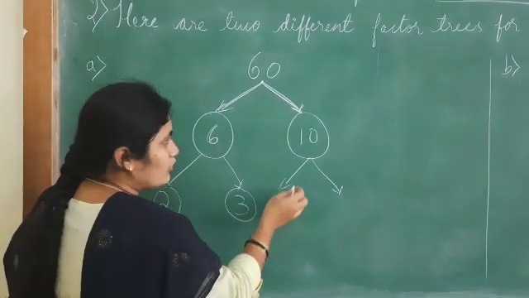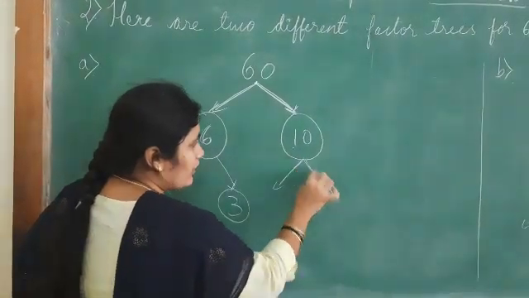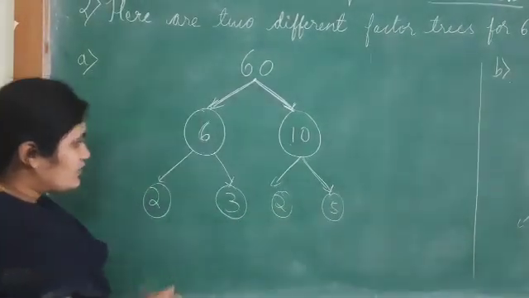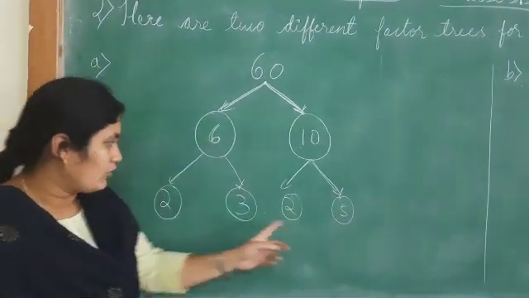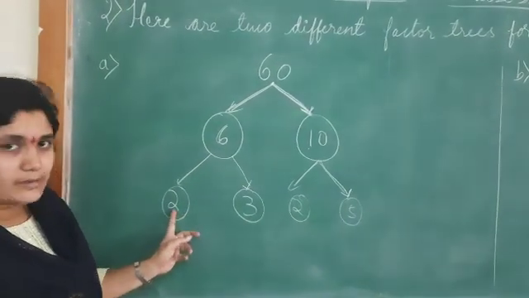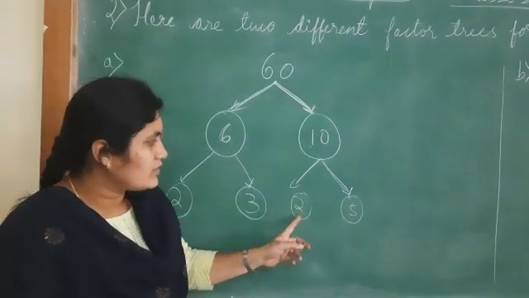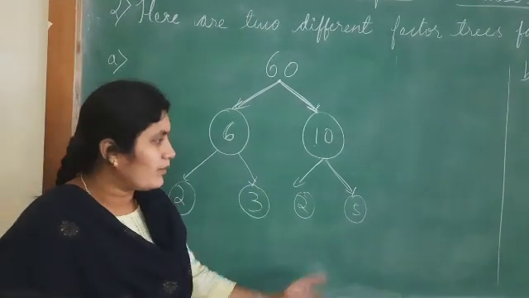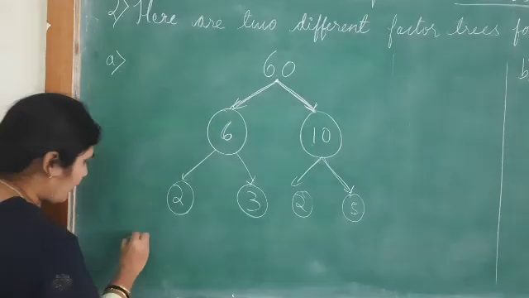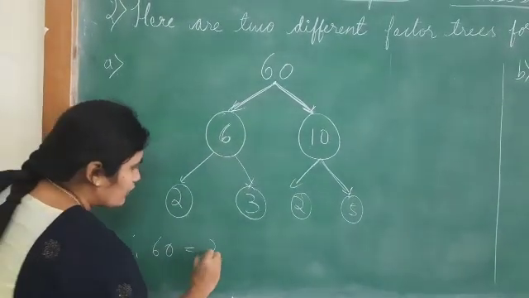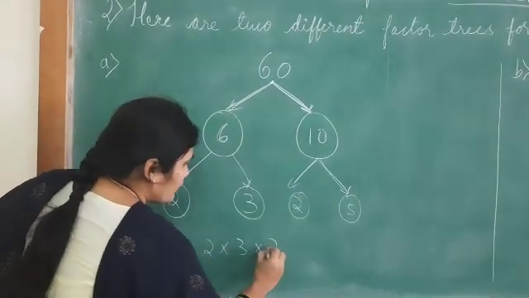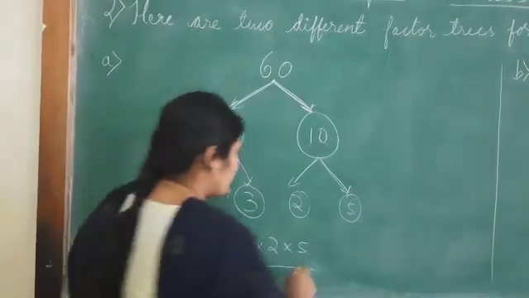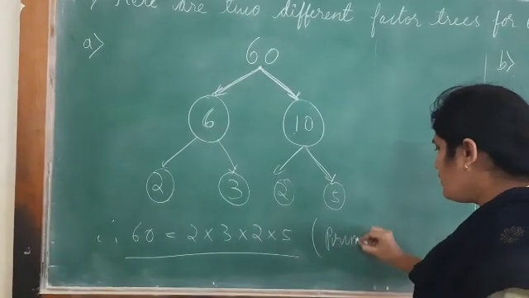Now let us move on to 10. 10 also can be written as 2 into 5. So now check whether all the factors are composite or prime. 2 is a prime number, 3 is a prime number, 2 is a prime number, 5 is a prime number. There is no composite factor here. Therefore we can write 60 is equal to 2 into 3 into 2 into 5. As you can see, all are prime factors.